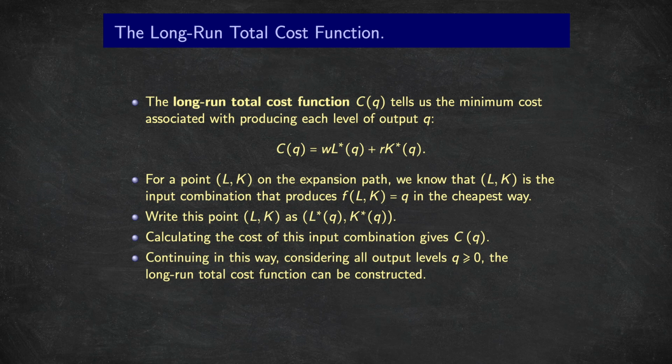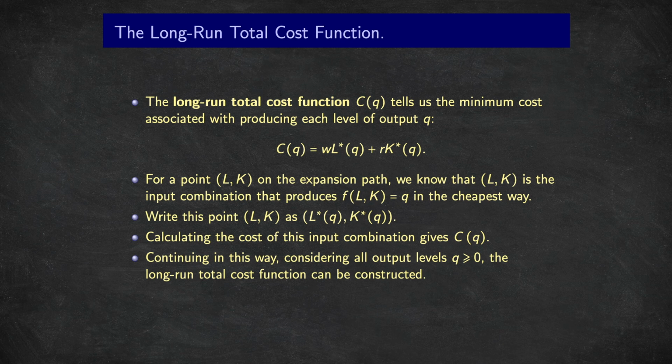This is how it's constructed. The long-run total cost function, C of Q, is a function of output. So I'm plugging in a level of output, and out pops the cost associated with that output. But most importantly, it's the minimum cost. So the long-run total cost function evaluated for output level Q, C of Q, tells us the minimum cost associated with producing that level of output Q.